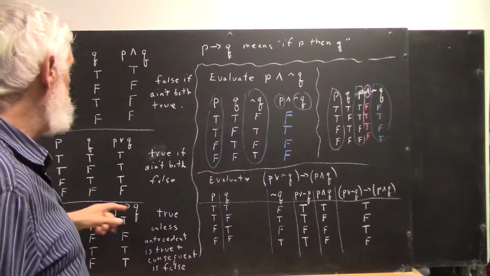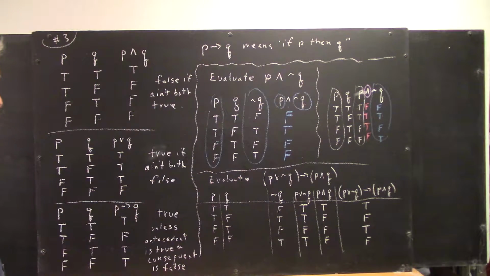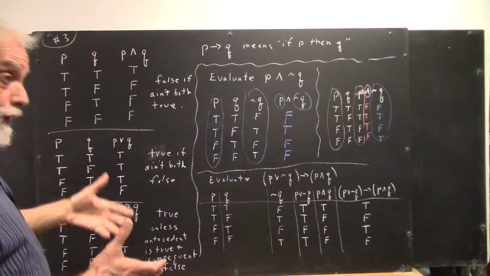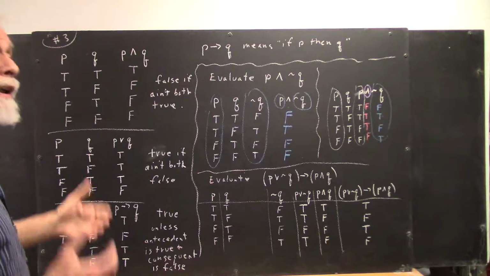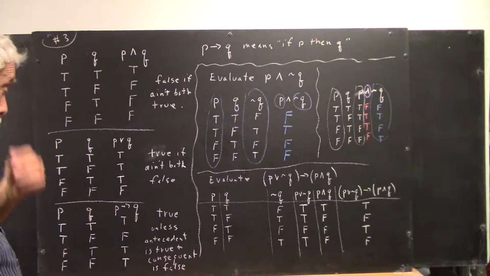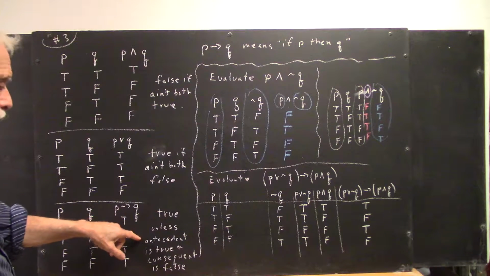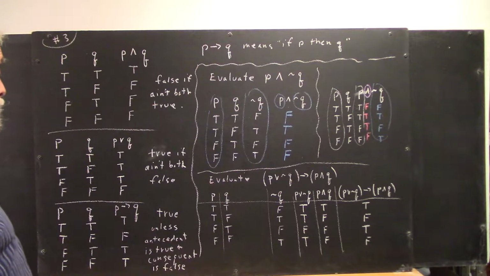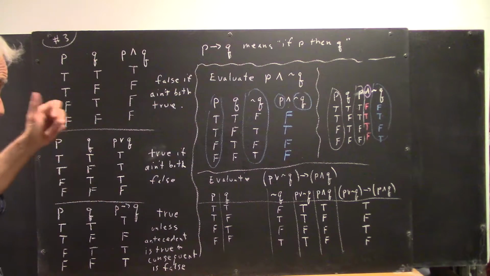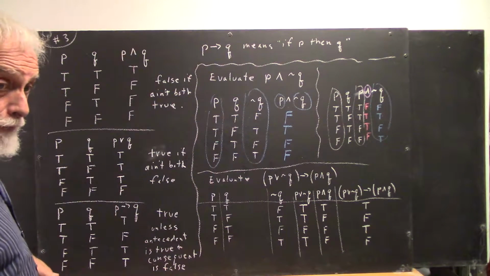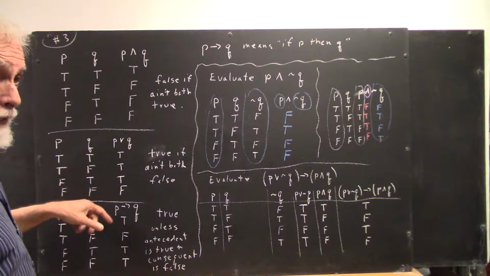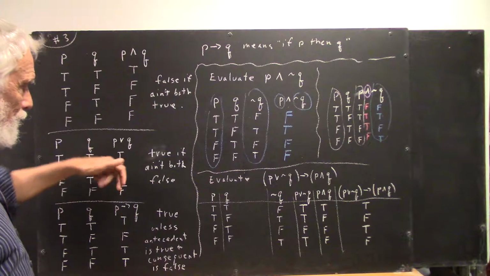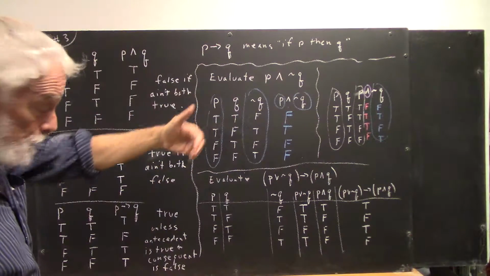And then, if P, then Q. Now this goes back to: if it rains, I'll give you $100. What makes that false? It rains and I don't give you $100. So it's true unless the antecedent is true and the consequent is false. Antecedent being the thing in front of the arrow, consequent being the thing after the arrow. The antecedent being the if part, and the consequent being the then part.